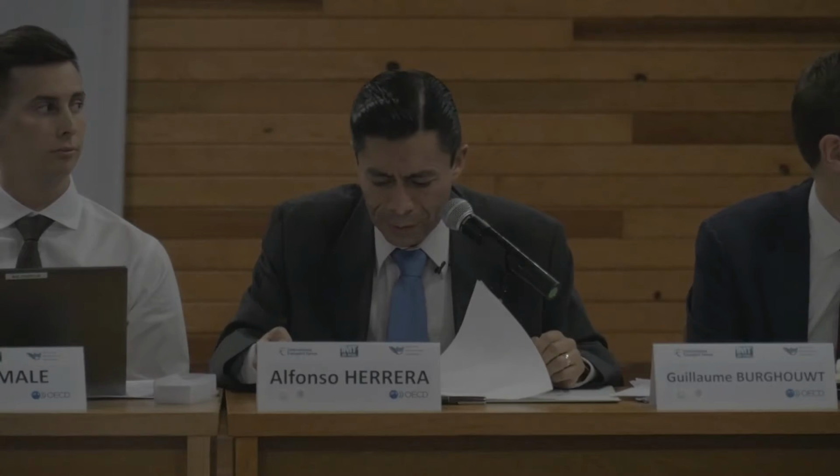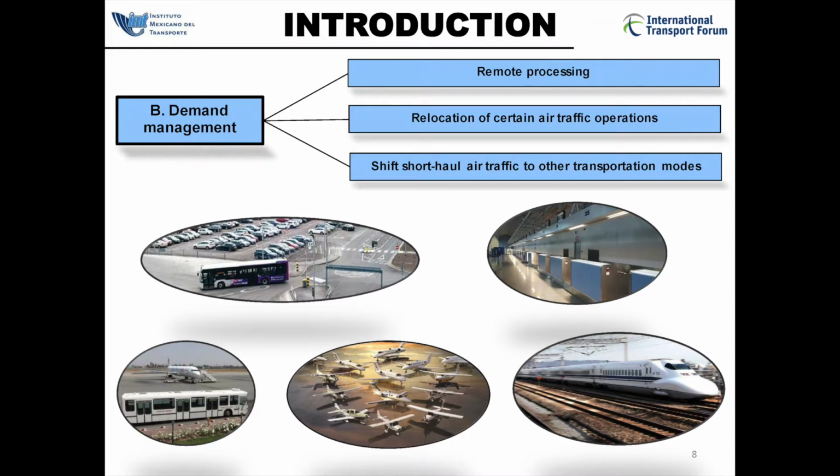Option B, demand management. The reduction of demand at an airport can be achieved by shifting a portion of it to alternate locations or other modes of transportation. For instance, remote processing. In terms of the airport land side, this would apply mainly to the parking of vehicles, passenger processing, and the allocation of aircraft gates. Relocation of certain air traffic operations.